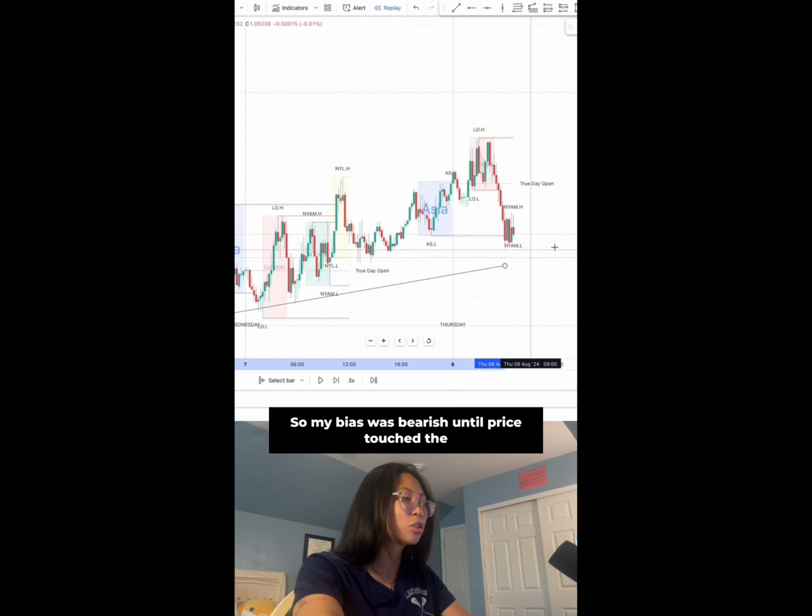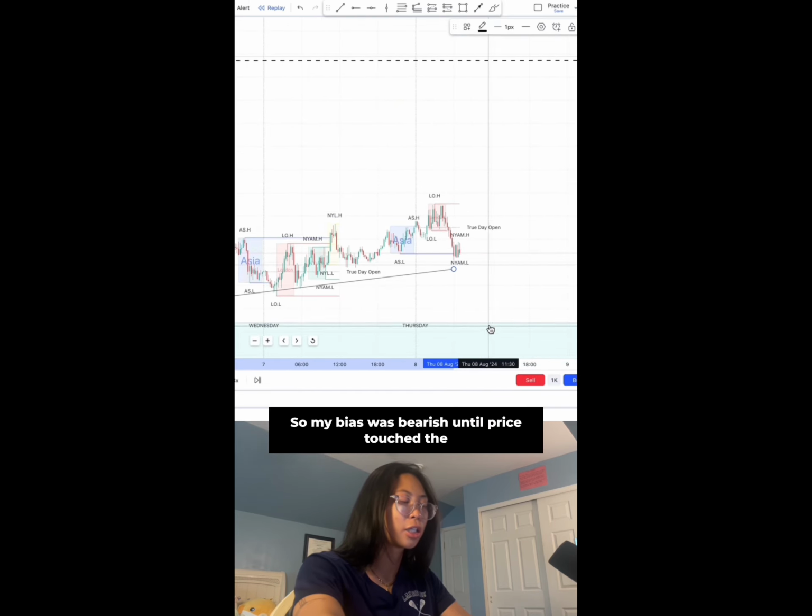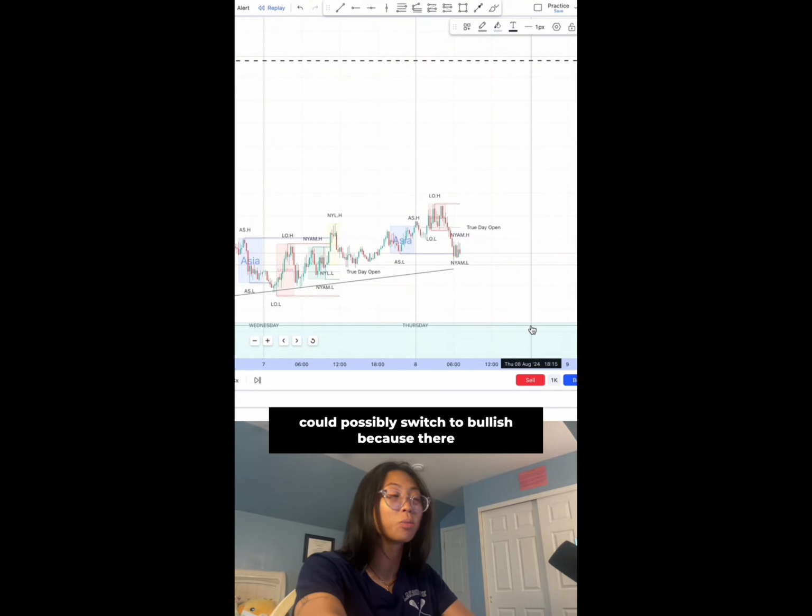So my bias was bearish until price touched the daily fair value gap. Once price touched the fair value gap, my bias could possibly switch to bullish because there could be a reaction at this fair value gap to push price higher.